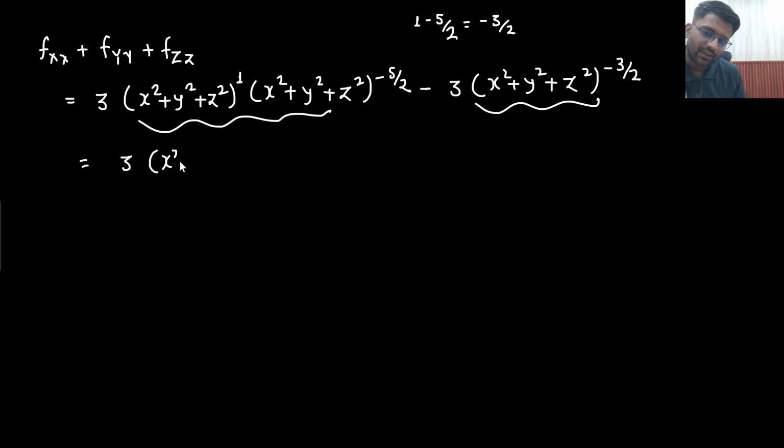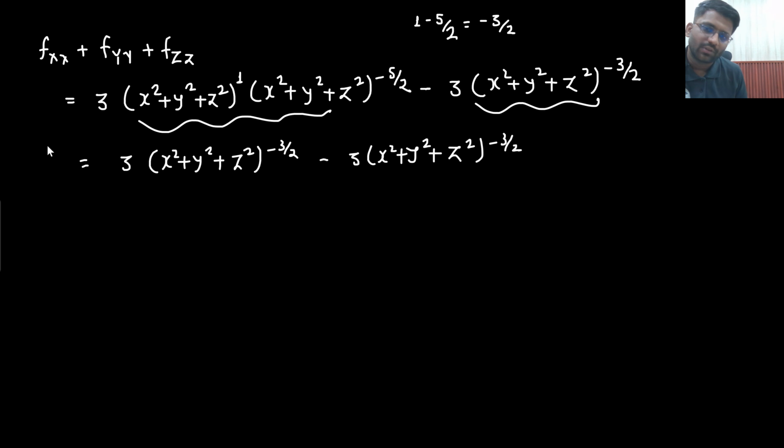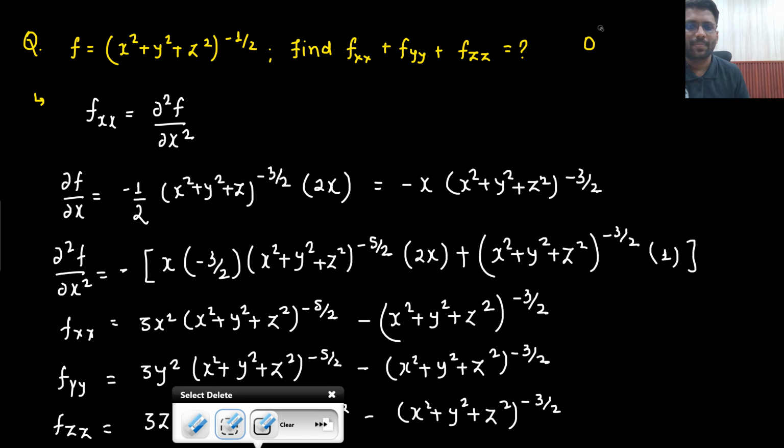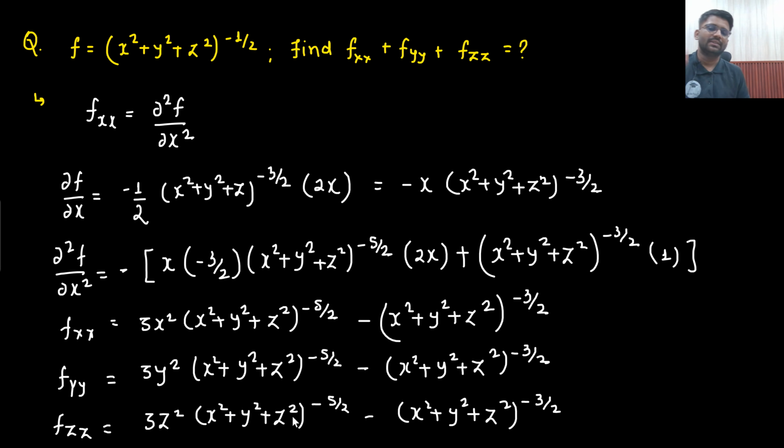So this is 3x² + y² + z² to the power minus 3/2, minus 3x² + y² + z² to the power minus 3/2. So we did all these calculations just to realize that the answer is coming out to be 0. I should have surely written the answer only here, which is nothing but 0. So this is the calculation.